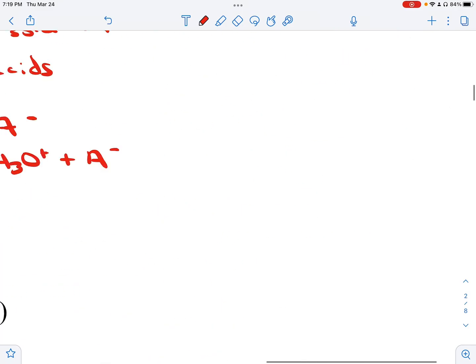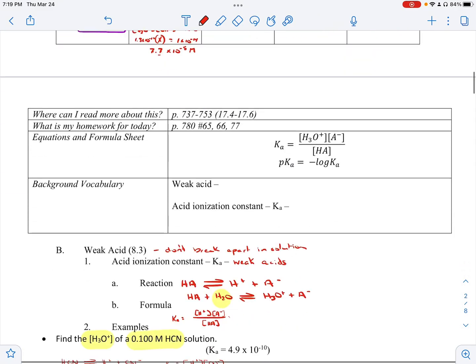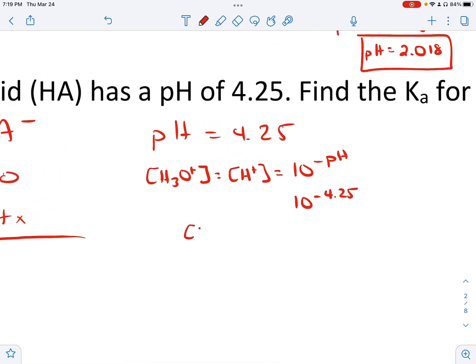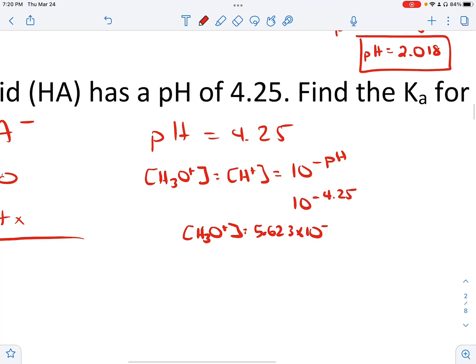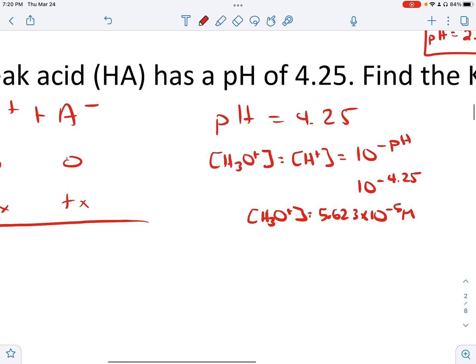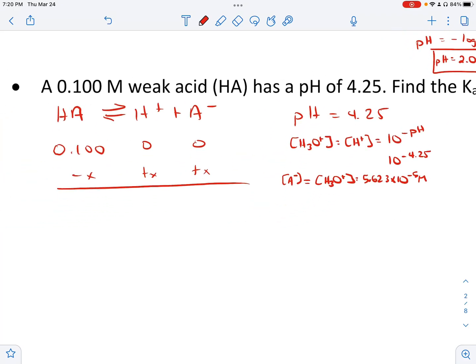5.623. Let's hold a couple here. Holy biscuits. All right, let's try that again. Get back to home. All right, so our H plus is going to be 5.623 times 10 to the negative fifth. All right, and that's our molarity. So we know our H plus, which means we also know our A minus, right? That's also equal to our A minus. All right, so we've got both of those.